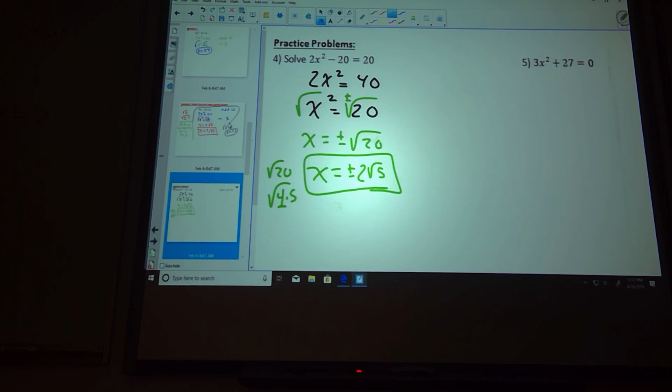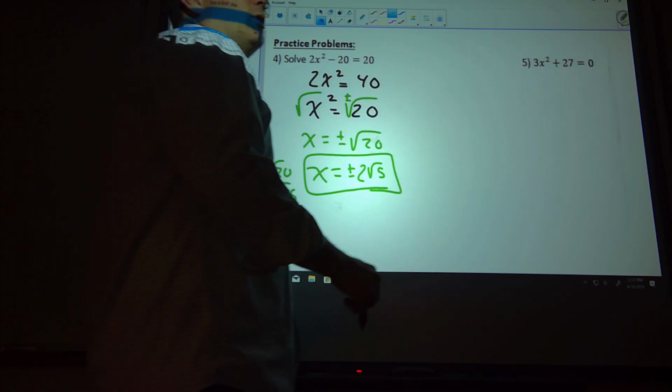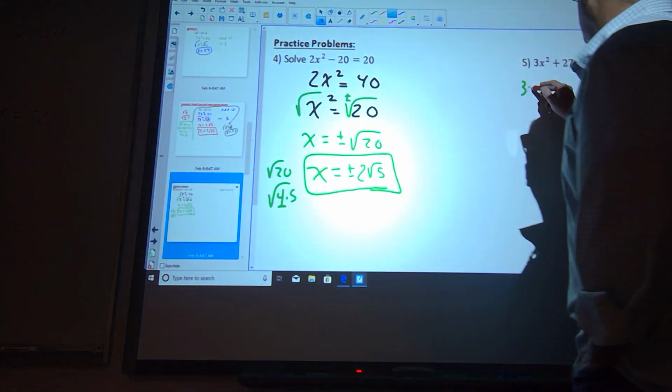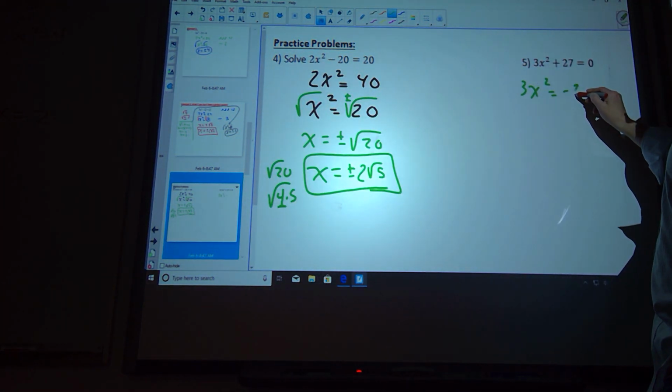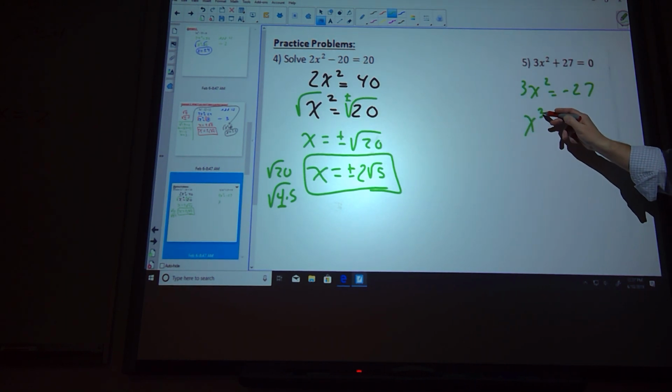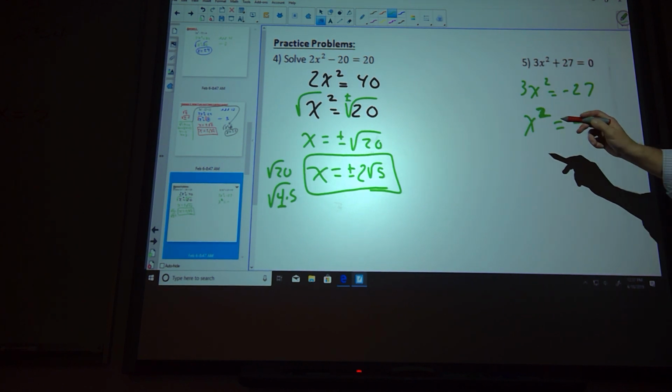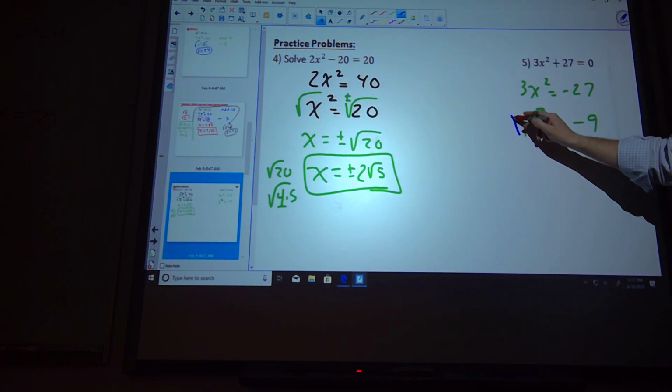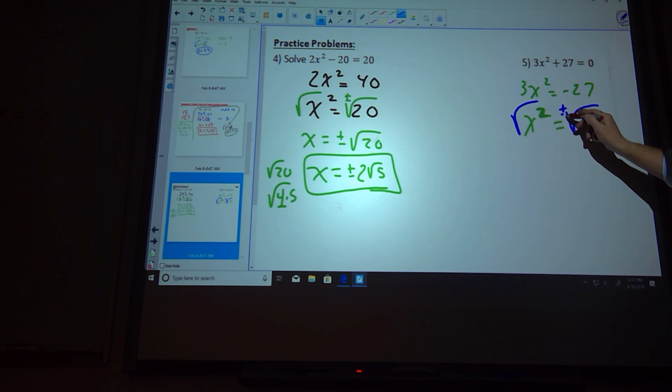Everything going okay? All right, let's take a look at number 5. What's my first step? Subtract what? Subtract 27. Everyone agree? What's the next step? Divide by 3. Oh, excuse me. That's still x squared. Okay, I'm going to take the square root of both sides, so I get plus or minus.